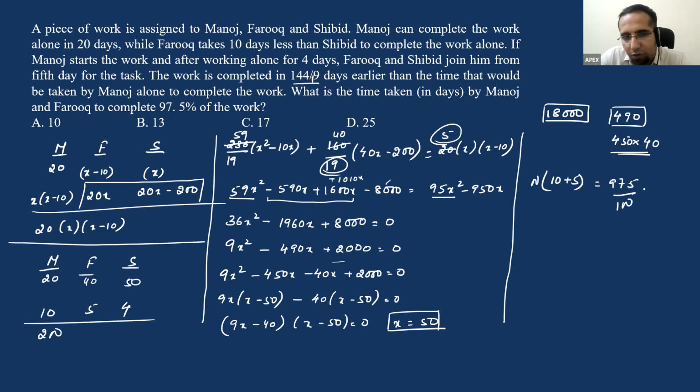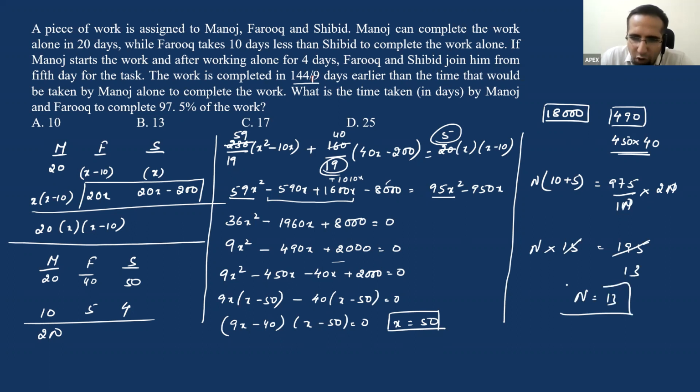97.5 percentage of 200? 0000 gets cancelled. 2 into 90 is 180. 2 into 7.5 is 15. So 180 plus 15 is 195. So 15 into n is equal to 195 and the value of n is equal to 13. So not a very difficult question, but yeah, I would say it was a lengthy question. Get used to weird numbers, because there might be some numbers which are weird. If you look at this whole paper, not too many questions had weird numbers. So that's where we are looking at this question.